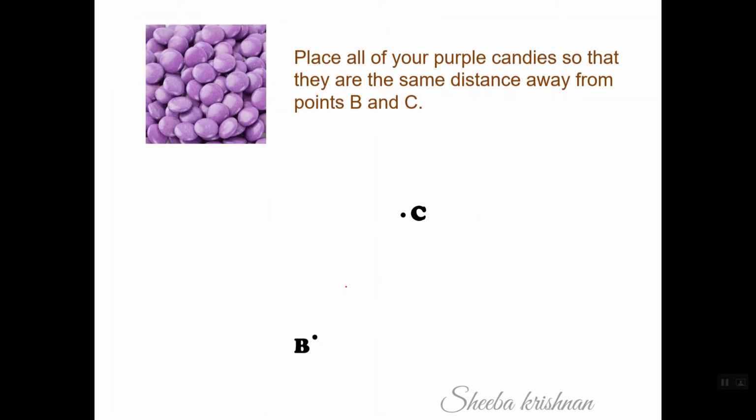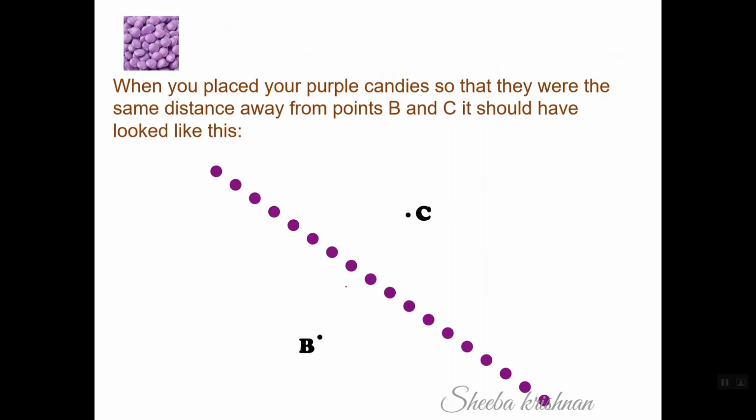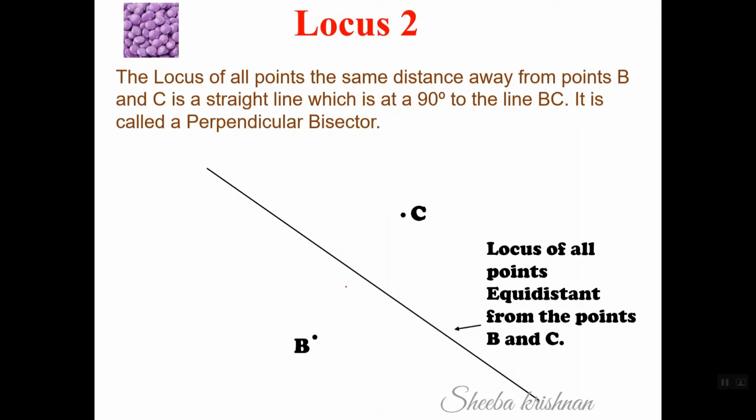Please place these purple candies so that they are the same distance away from the points B and C. When you place your purple candies so that they were the same distance away from points B and C, it should have looked like this. A locus of all points the same distance away from point B and C is a straight line which is at 90 degrees to the line BC. It is called a perpendicular bisector.